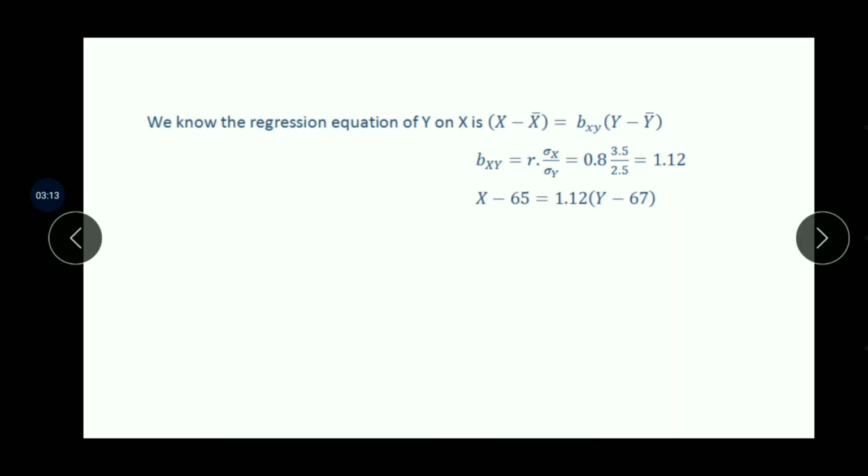Okay, so we'll put these values here. x bar is 65, y bar is 67, bxy is 1.12. After solving it, we'll get x equal to minus 10.04 plus 1.12y, which is the regression equation of x on y. Understood? So that's how, with the help of mean and standard deviation, and when we know the correlation coefficient, we can find the regression lines.